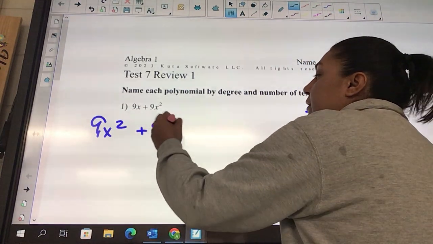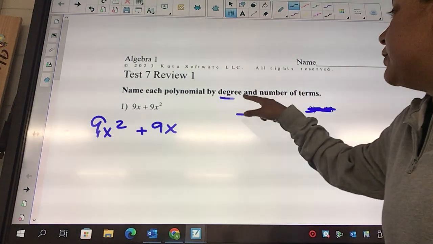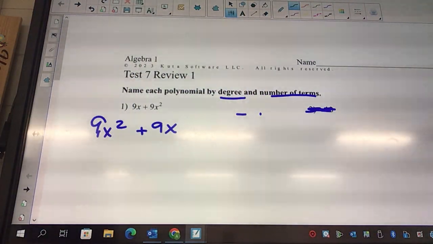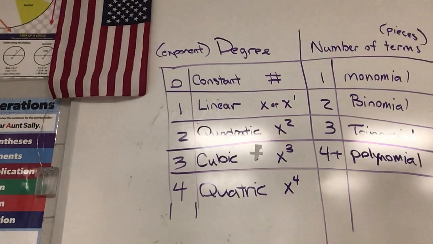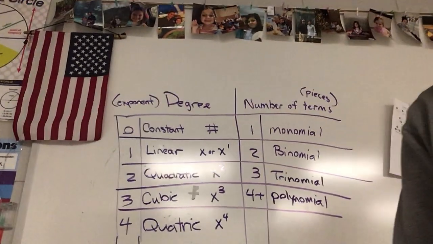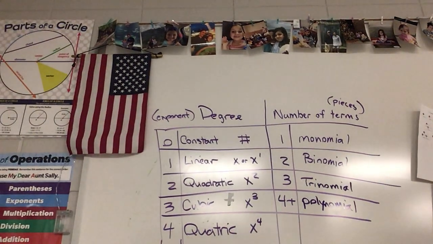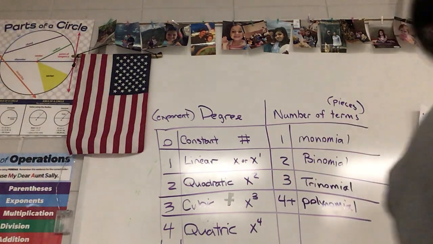plus 9x. Okay, so we've got it in order now, and now we need to name it by the degree and the number of terms. So you're going to pick one off each of this category, and I'm going to wheel this over here. So if you're watching later on, pause the video, take a second, write these down. Okay, and I realize you kind of can't see number 2 or 3, but you're going to pick one from this category for the degree and one from this category for our number of terms.